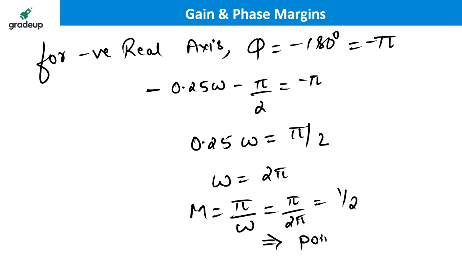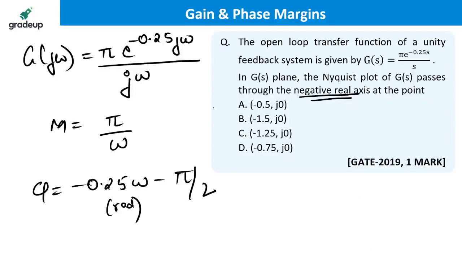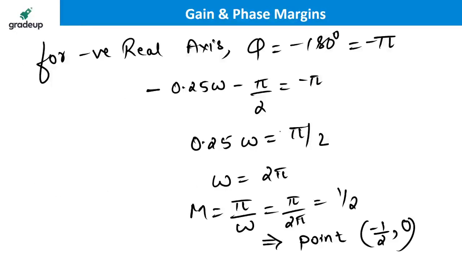That means what is the point? Point will be with minus sign: (-1/2, 0). That is option A. Minus half comma 0, or -0.5 + j0 in the complex form. Option A. Simple question, last year GATE 1 mark question. Nyquist plot crosses the negative real point, meaning the phase crossover frequency. Ultimately the negative real axis point is related with the phase crossover frequency.